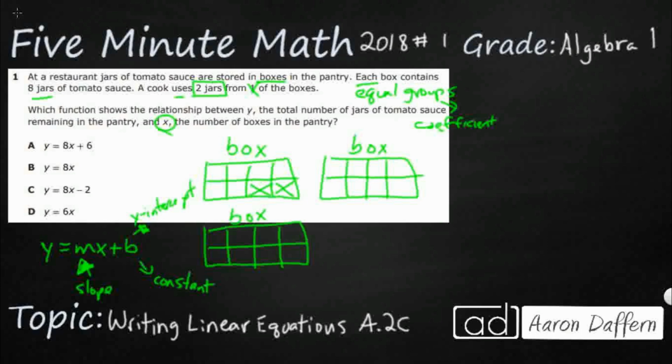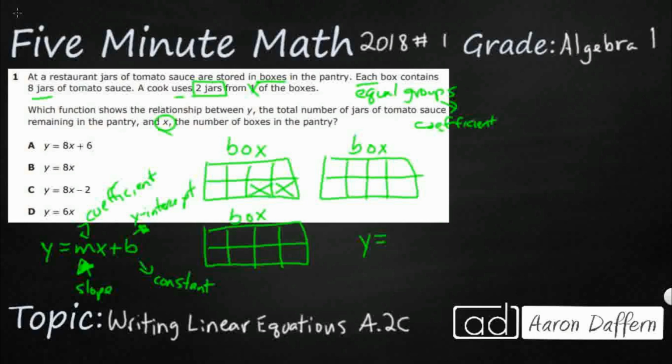Our slope here is the coefficient, right? We already talked about that. But we also know that we're taking away 2, because it says the cook uses 2 jars. Not 2 jars from each box, that would be different. 2 jars from each box would then depend on how many boxes we have.